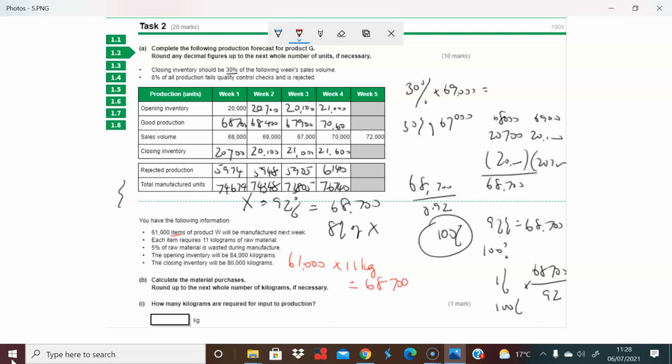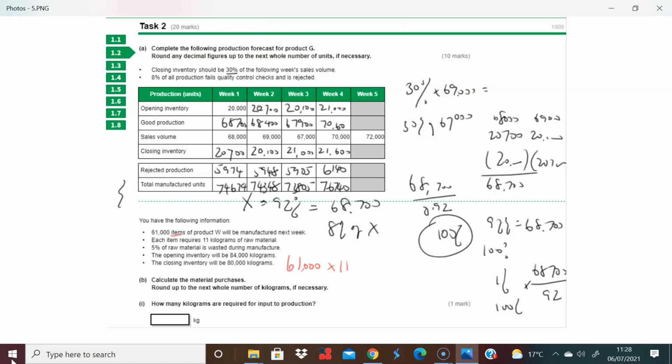68,700. So you need, sorry, let me just do that on my calculator again. 61,000 times 11 is 671,000. Sorry, where's my eraser? I knew that was a bit off. So here we are. 61,000 times 11 kilograms is equal to 671,000. We need 671,000 kilograms.